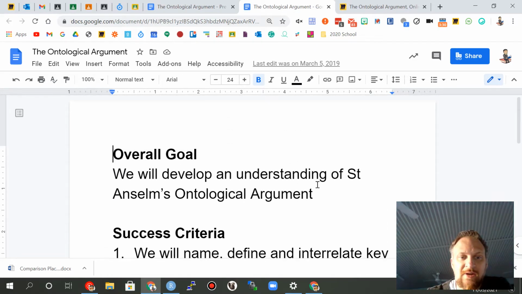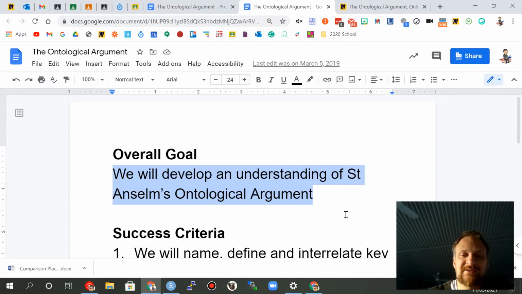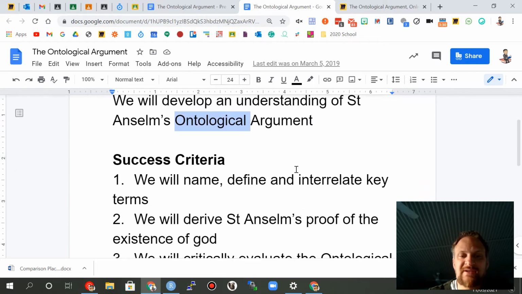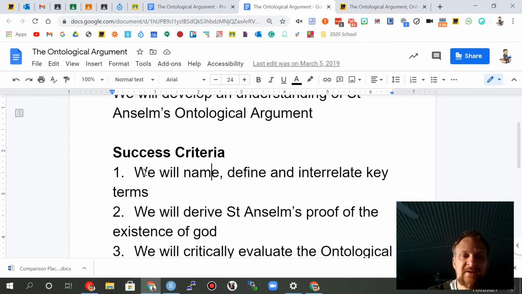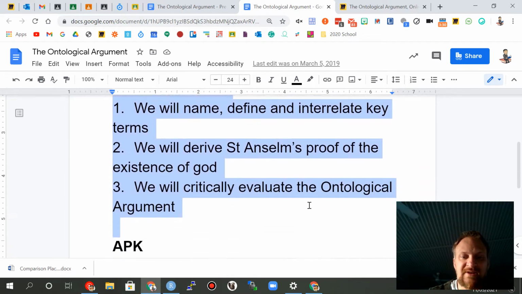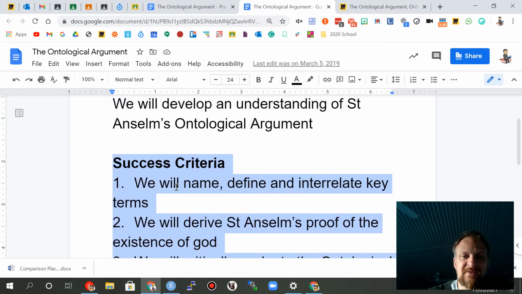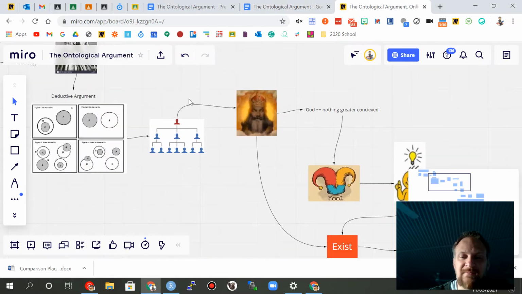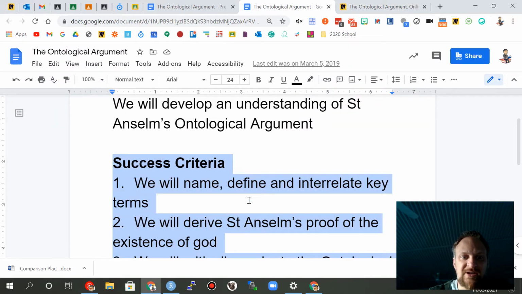Well, our overall goal is that we want to develop an understanding of St. Anselm's ontological argument, and we'll define what ontological is in a minute. To do that, we need to achieve the 3 success criteria, which means that we need to name, define, and interrelate key terms. And we're going to do that by interrelating all these key terms that are represented by the pictures of our concept map.